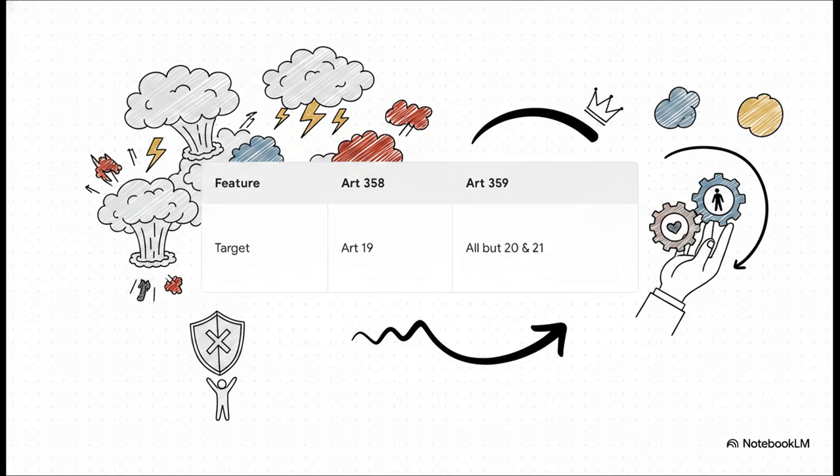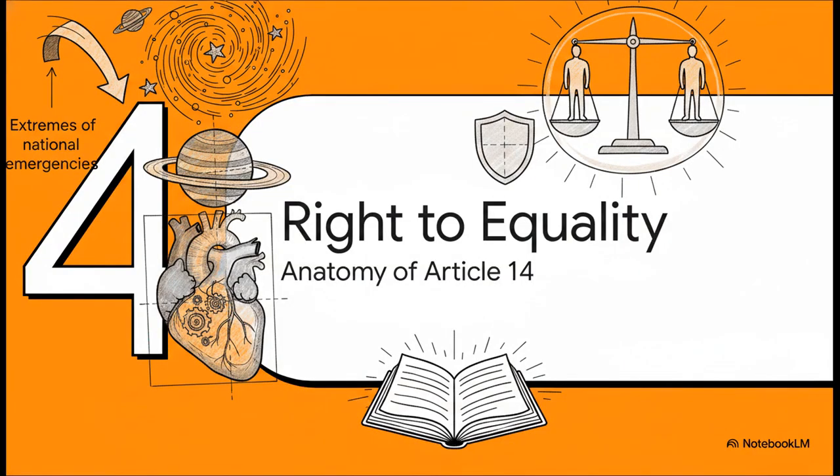Think about that for a second. Even in the absolute darkest, most extreme emergencies, the Constitution draws a hard line. It ensures a baseline of humanity by always protecting the rights regarding conviction of offenses and the protection of life and personal liberty, no matter what. Section 4. Defining right to equality.